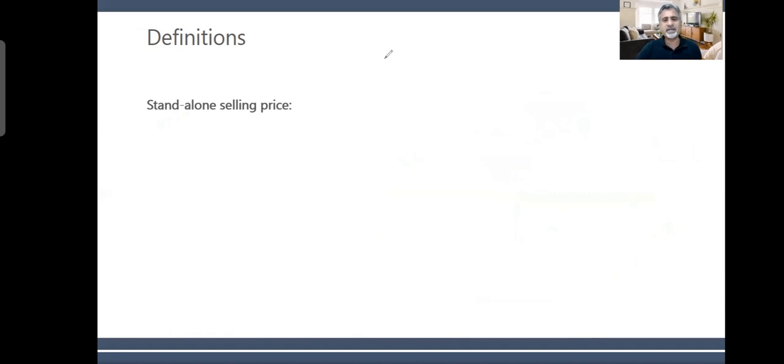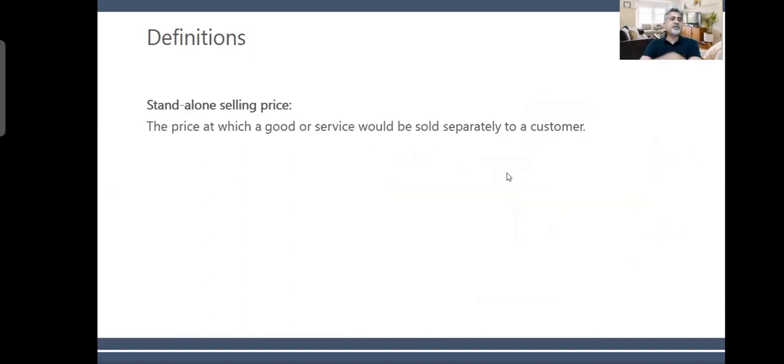So these are the standalone prices, and this is the joint price which you have agreed. So we need to understand standalone price. Why do we need it? We will do some questions. It is the price at which a good or service would be sold separately to a customer. You know, it could be not only about a car, okay?